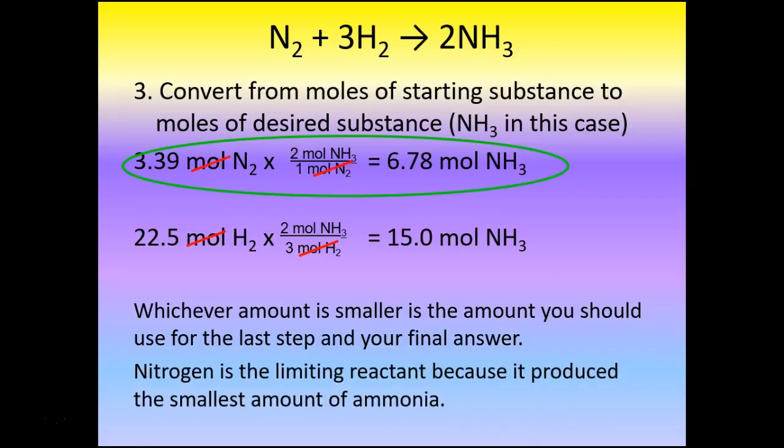And so that means then that it's nitrogen. Nitrogen is the reactant that's giving me this smaller amount of ammonia. So you would not circle the 6.78 moles of ammonia and say, this is your limiting reactant. This is the amount of ammonia, the moles of ammonia that are produced. The limiting reactant is a reactant, so it has to be on the left side of the equation. So the nitrogen is the one that gave me the smaller amount of ammonia. So nitrogen is the limiting reactant. I'm able to produce 6.78 moles of ammonia.